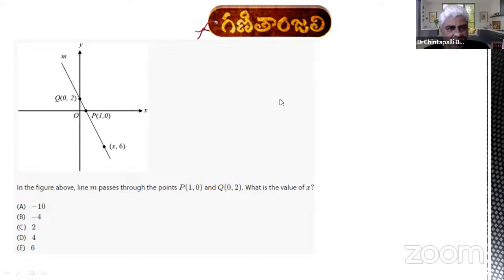In the figure above, line M passes through the points P of 1 comma 0 and Q of 0 comma 2. What's the value of x? You can use the same technique which we used in the previous sum.